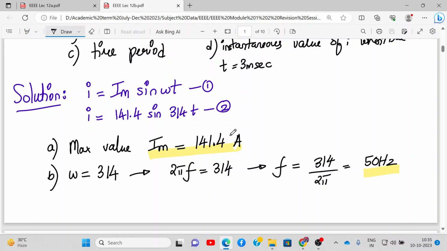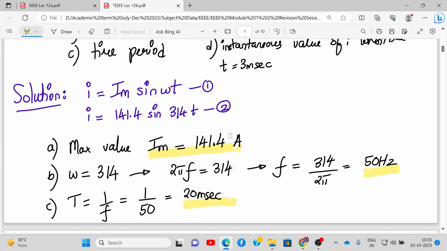Next, we have to calculate the time period. So we know the frequency, the time period will be 1 upon frequency. So 1 upon 50. Let me rewrite this as frequency f. So 1 upon 50 will be around 20 millisecond or 0.02 seconds. Alright, we got the time period.